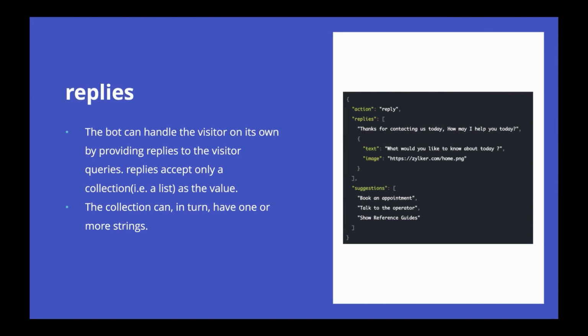So the first one is the reply action. When the Zobot can handle the visitor on its own, the reply action can be used to provide replies to the visitor's queries. These replies accept only a collection, that is a list, as the value. So replies only accept lists as their value. The collection or the list can in turn have one or more strings.